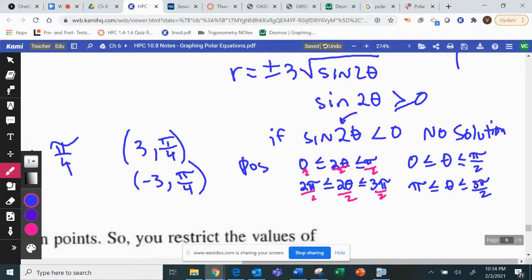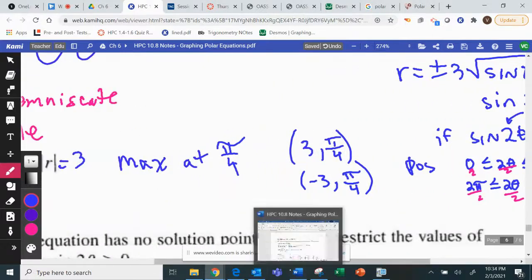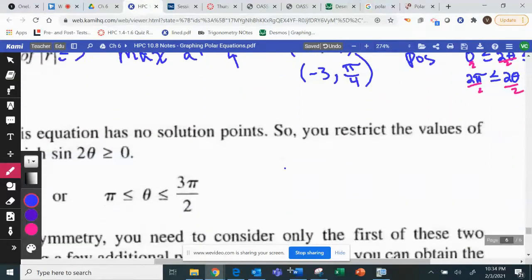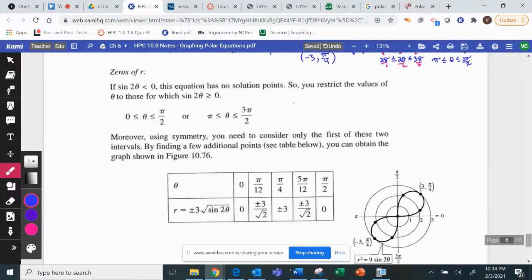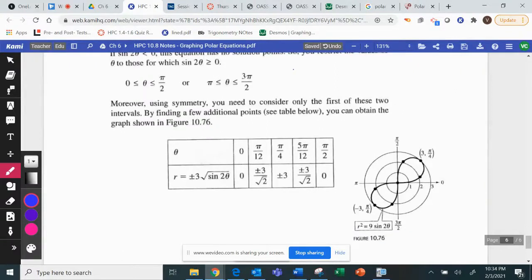So when you restrict those values and you find some points, we use symmetry. Find a couple extra points, use symmetry, and then you can see all of this information in this lemniscate. We've got the length of 3 at pi over 4. We've got negative 3 at pi over 4 right here. We do not have anything in these quadrants because there are no solutions in those quadrants.